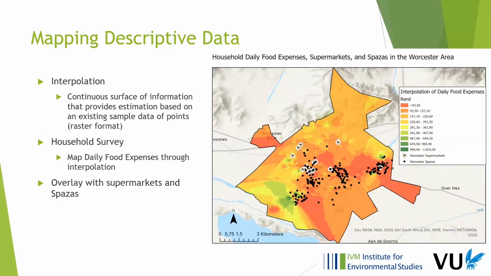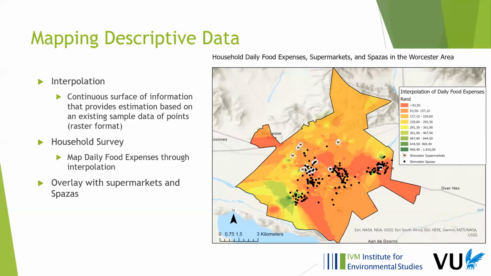In mapping descriptive data, we have a couple of examples of how to demonstrate this. One example is interpolation. Interpolation is a tool that provides a continuous surface of information, providing an estimation based on existing sample data points. In this case, I'm looking at daily food expenses, and interpolation results in a raster format, as you can see with the different colors. Again, I wanted to interpolate the daily food expenses for individual households, pretty much where people are spending the least amount of money and where they're spending the most.